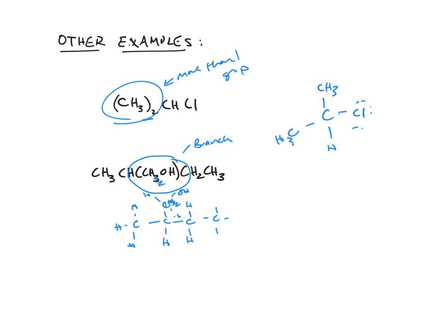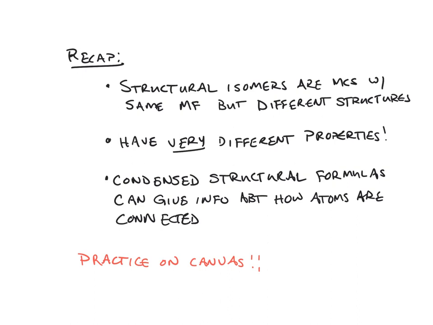These get easier to read as you do some more practice. A couple things to keep in mind and to recap: when we talk about structural isomers, we're talking about molecules that have the same molecular formula, but they have different structures and very different properties. Structural isomers are different molecules. They are different things. Condensed structural formulas can give us information about how those atoms are connected. And there is a ton of practice on Canvas with going from a condensed formula to a structure and then going from a structure to a condensed formula. So take a look at those practice problems.